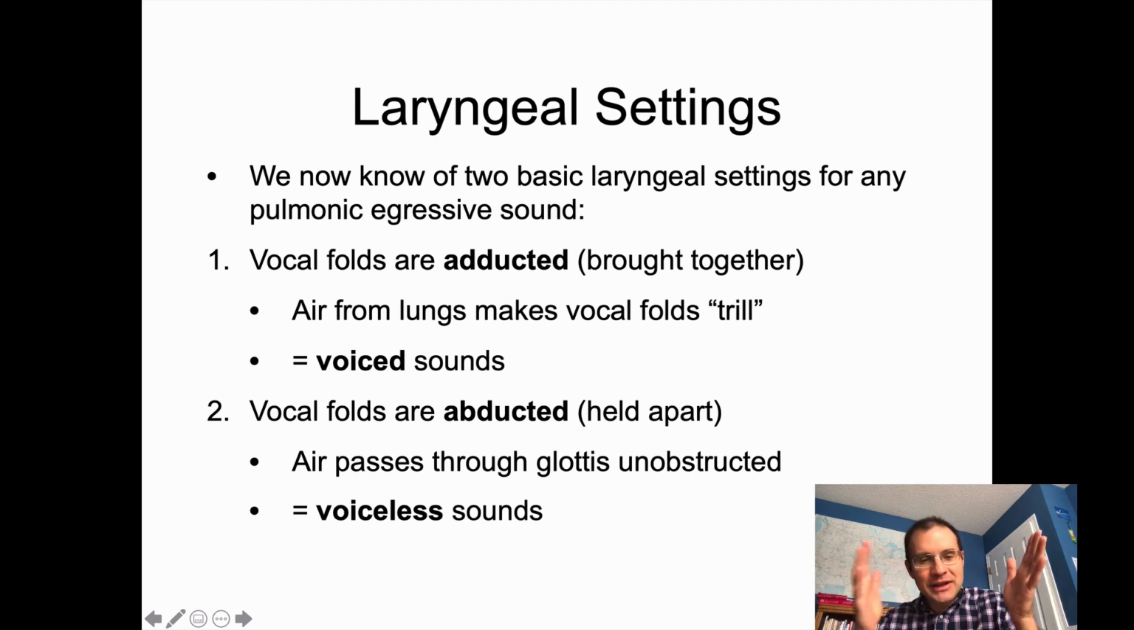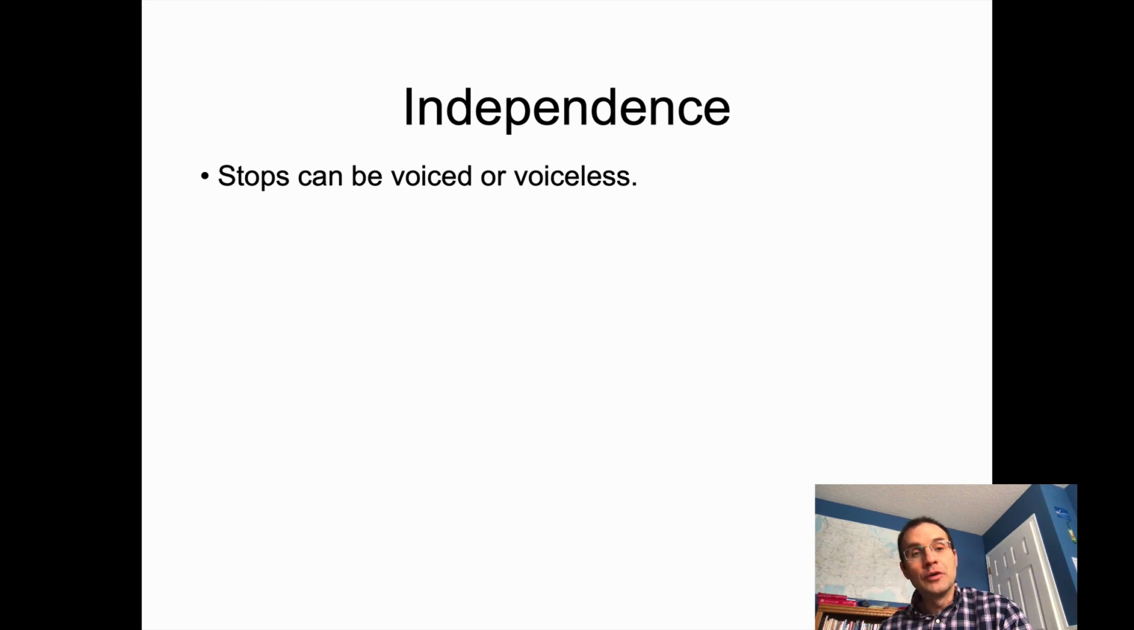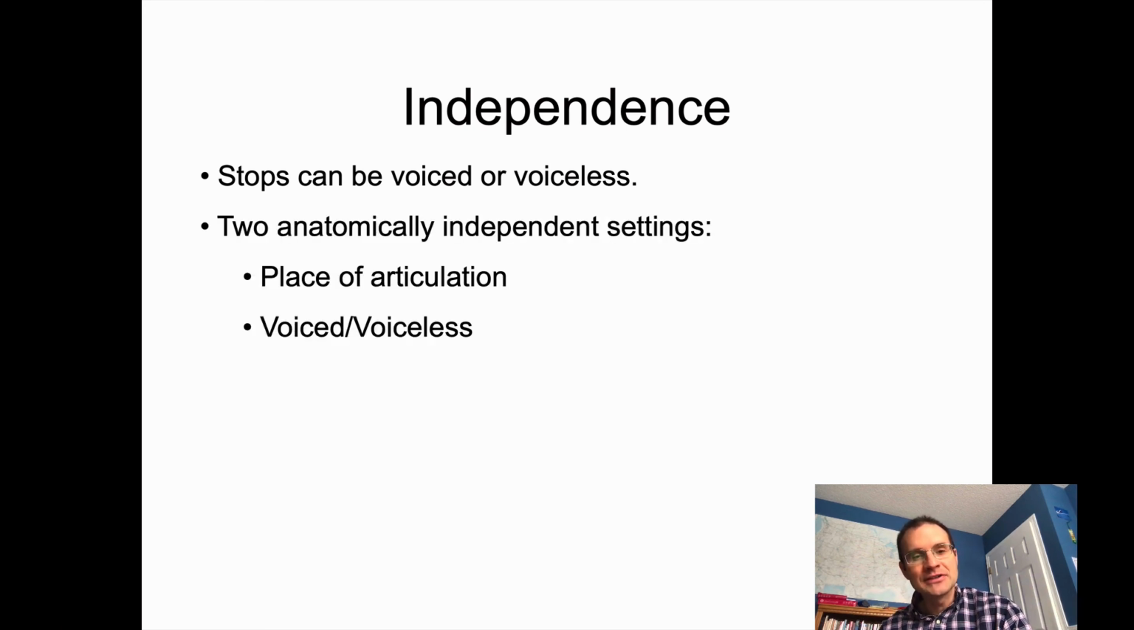And then if you're pumping air out of the lungs as the vocal folds are abducted, then you get a voiceless sound, because the air is simply going to pass through the glottis unobstructed and not make any noise other than maybe like an H. It's just voiceless. So those are two different laryngeal settings. There are two different ways to set your vocal folds when you're pushing air out of your lungs. Stops can therefore be voiced or voiceless, and we talked a lot about different kinds of stops.